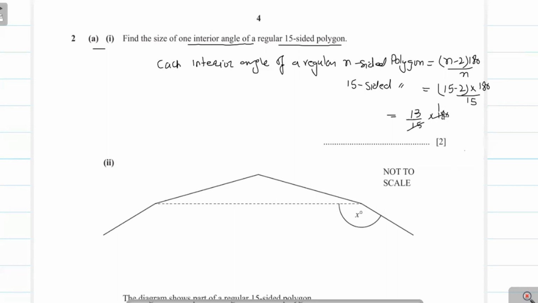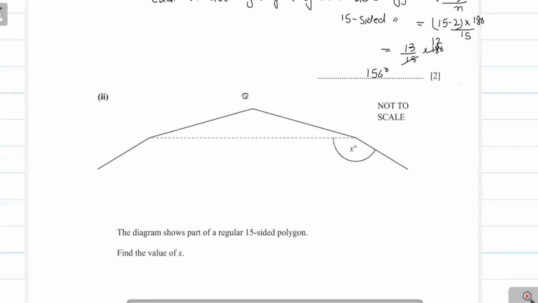15 times 1 is 15, 3 will be carried, and therefore 30. 15 times 2 is 30. 12 times 13 is 156 degrees, which is the interior angle of the 15-sided polygon.